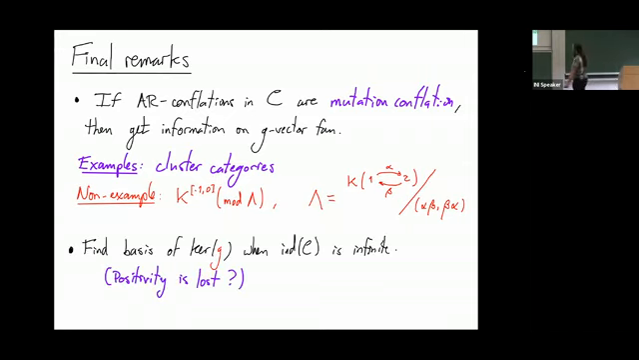Another comment, sorry, I should have stated this as a problem. We don't know how to do this. We would like to find a basis of the kernel of G when there are infinitely many indecomposable objects. And in small examples, it seems that it might be possible, but that we lose positivity, that we lose the fact that any relation can be written as a non-negative linear combination with those.